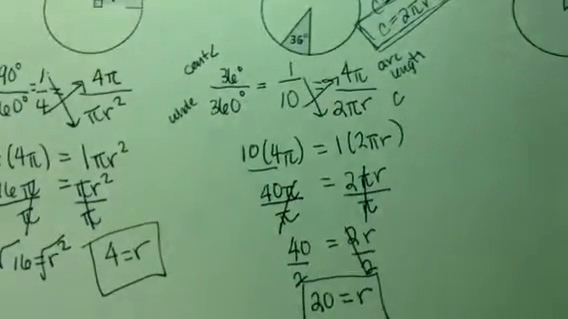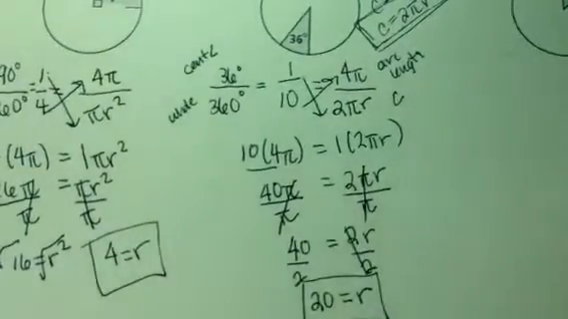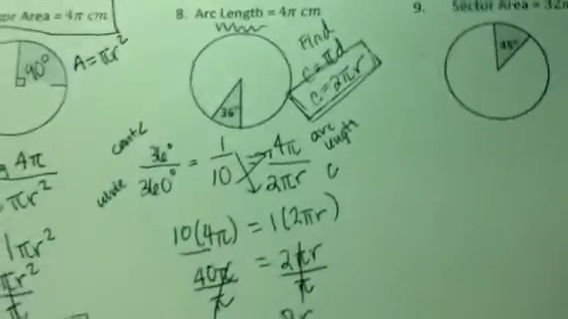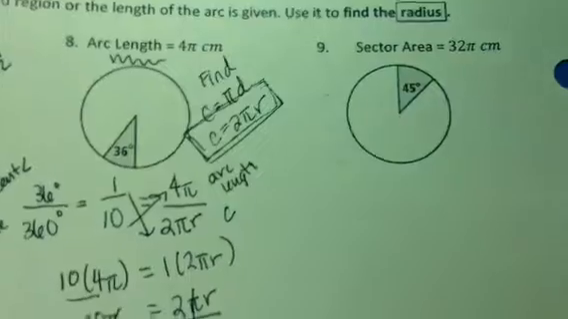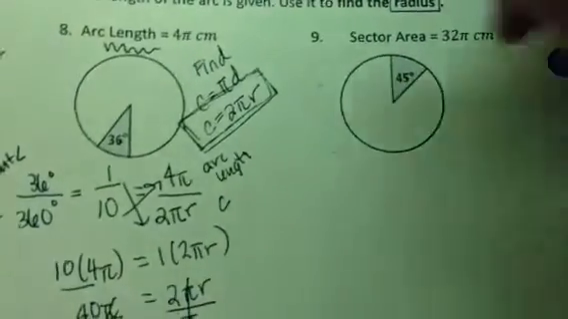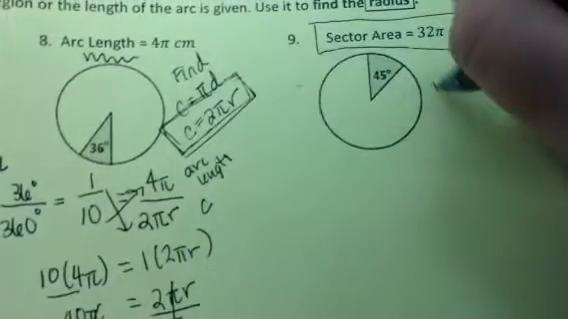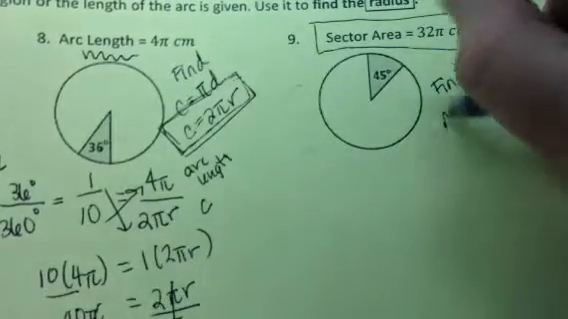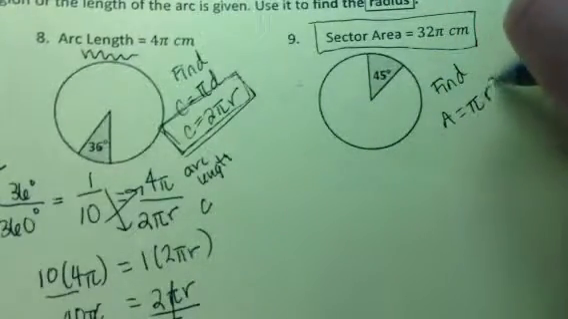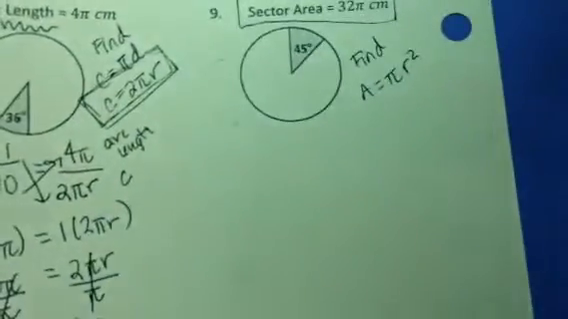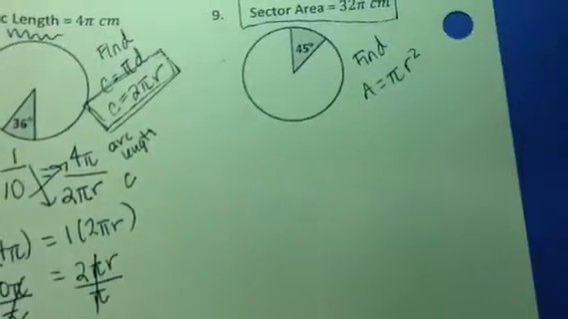All right, we did number 9 in class. I am going to go over it in this video. If you feel good about it, you can just skip it, but it's here for you. A lot like question 7, we're given the sector area. We are going to need to find the actual area of the circle to be able to answer this question. We can't get the radius from the sector area.